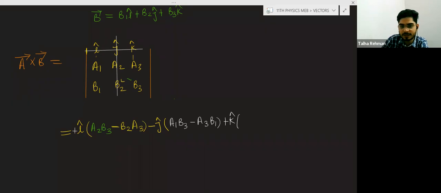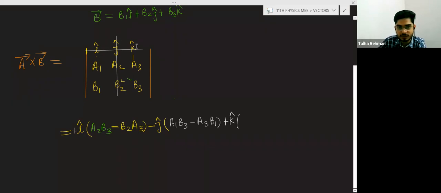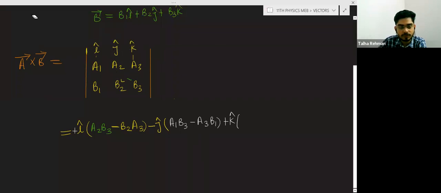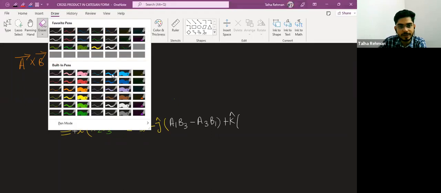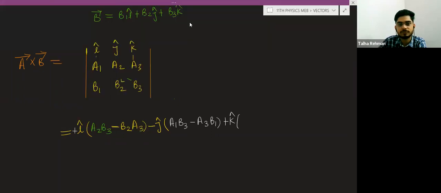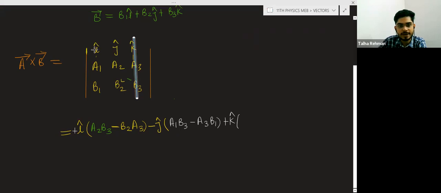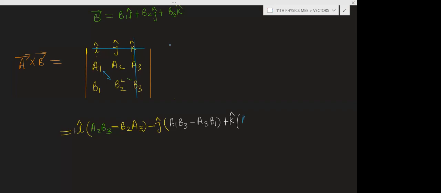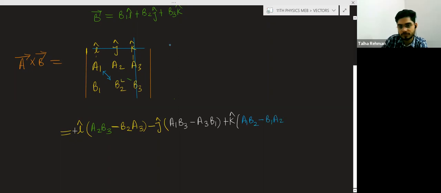Then we will write the bracket, and again we will hide the column and the row containing K cap. This and this we will hide. Now tell me what will be the element here. I should write A1 B2 minus B1 A2. Very good. Okay, finished.